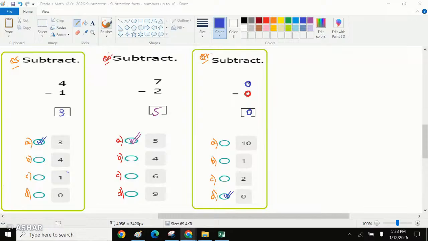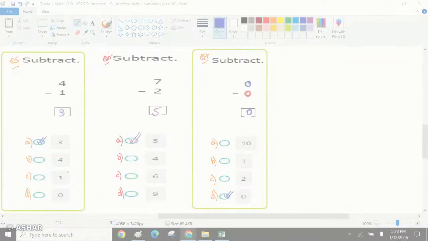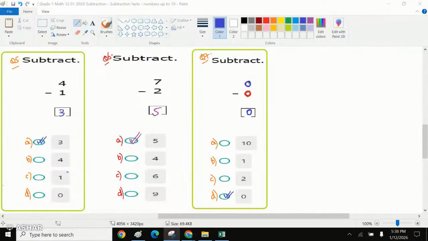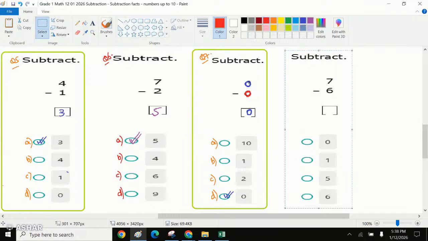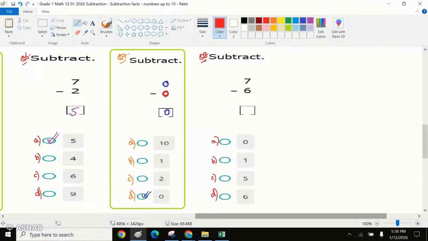Okay, moving ahead. For the next question, it says subtract 7 minus 6. Just a minute, I'll just bring the question on the screen. I'm copying it. The next question says subtract 7 minus 6. And this would be our question number 8, with the options A, B, C, and D. So what is 7 minus 6? Can anyone give me the answer for 7 minus 6?